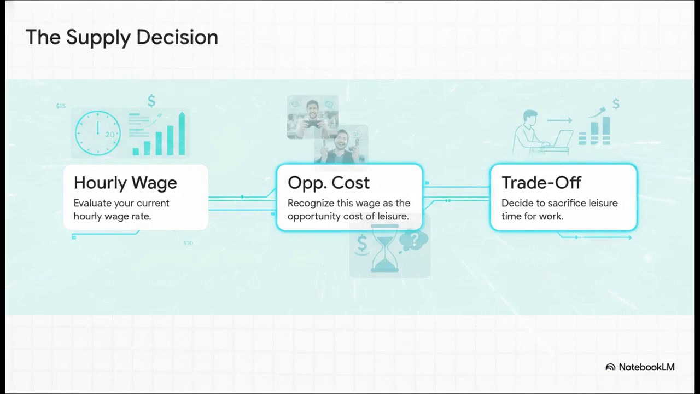Now, a market always has two sides. We've seen the calculus of the firm, but now we really need to look at your deeply personal decision to supply labor. Firms demand labor, sure, but you, the individual, have to decide if you actually want to get off the couch and supply it.